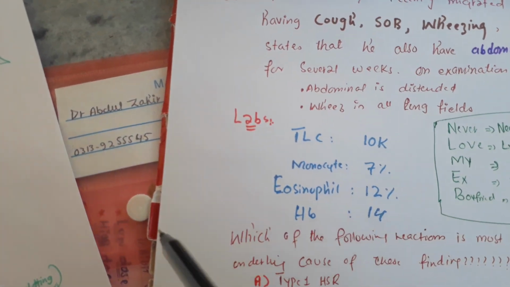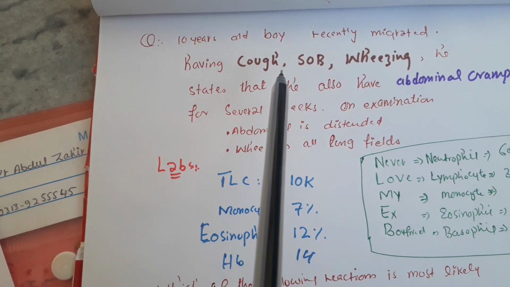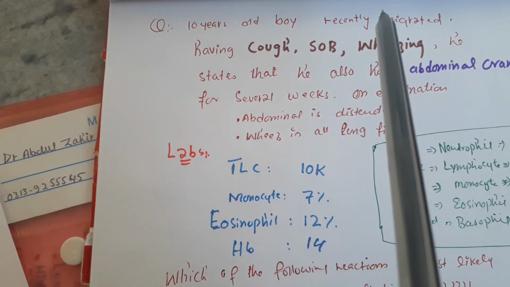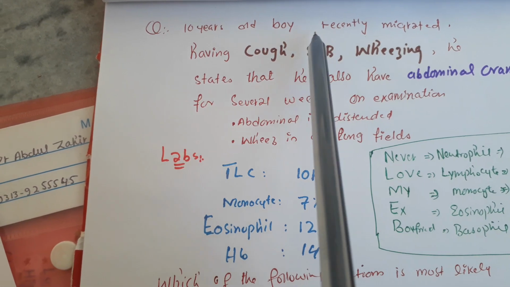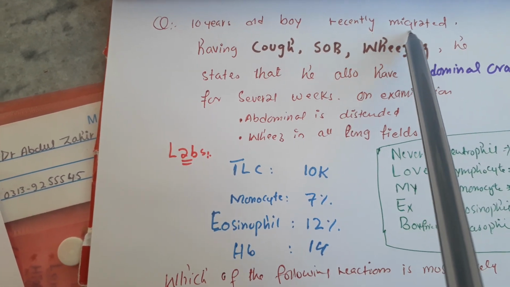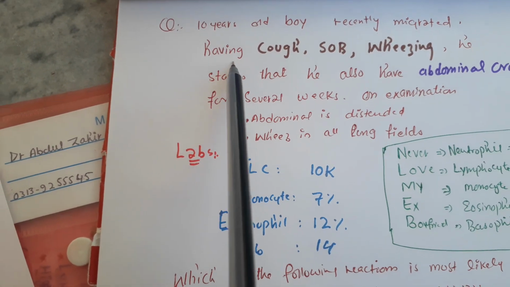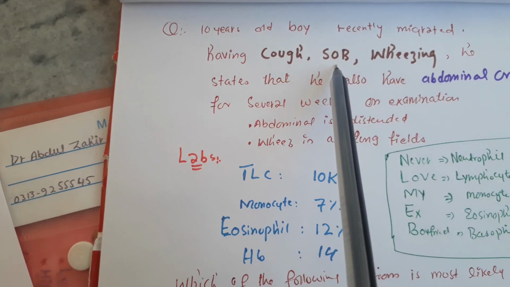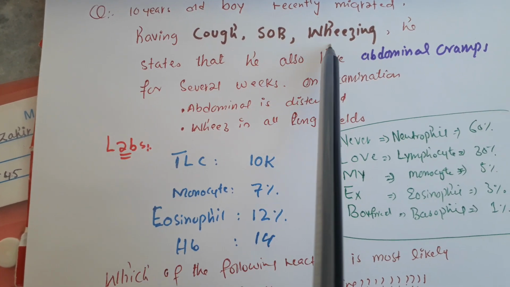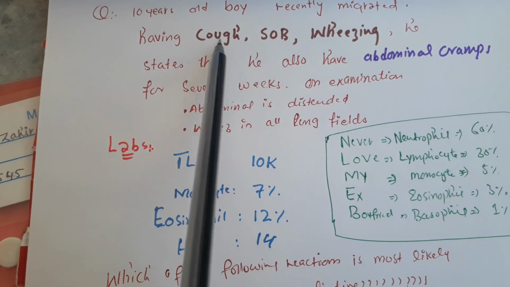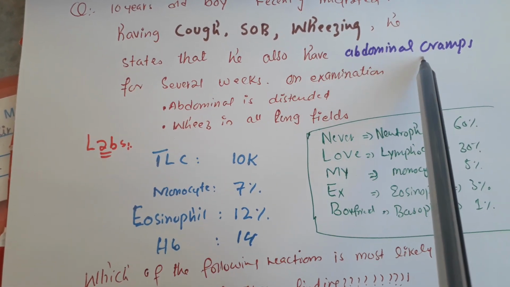Now let us talk about MCQs related to this. We have a 10-year-old boy who has recently migrated. When you hear the word migrated in the MCQs, you have to understand we are talking about parasitic infection. Now he has a cough, shortness of breath, and wheezing. So cough, shortness of breath, and wheezing somehow go with type 1 hypersensitivity reaction. Now he stated that he also has abdominal cramps.